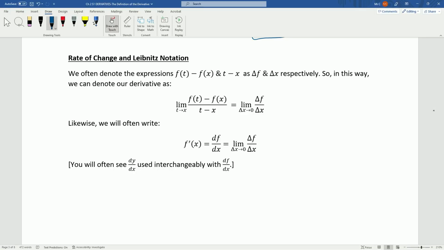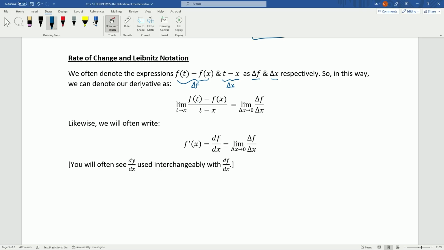So an alternative notation is that of Leibniz notation. So we're going to introduce that here, and gradually as we go through the sections, I will start leaning more and more into using Leibniz notation instead of the Lagrange or prime notation. So we often denote the expressions f of t minus f of x and t minus x as delta f and delta x. So this is delta f, and this is delta x. That just means this delta should be thought of as change in f, and this should be thought of as change in x. That's what we're using that delta to represent.